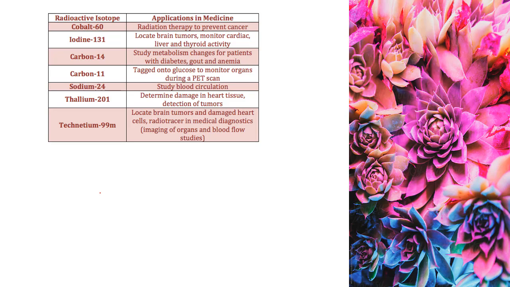For every radioactive isotope we have medicinal uses. For example, iodine 131 is used like an X-ray to locate brain tumors, monitor cardiac rhythms, and monitor liver and thyroid activity.